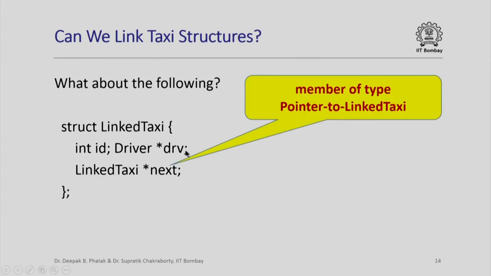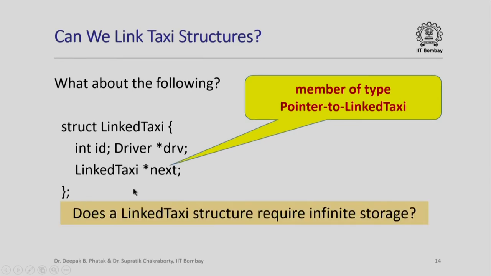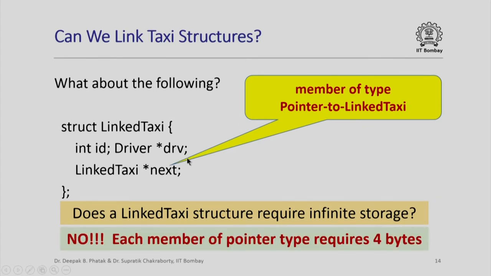Well, what can we do? Can we try the following alternative? Instead of having next being of type linked taxi, can I have next being a pointer to linked taxi? And in this case, does an object of structure type linked taxi still require infinite storage? Well, it's easy to see that it will not, because this member is merely a pointer to another object of structure type linked taxi, and a pointer just requires 4 bytes of storage, and therefore the total amount of storage required for this structure is finite.